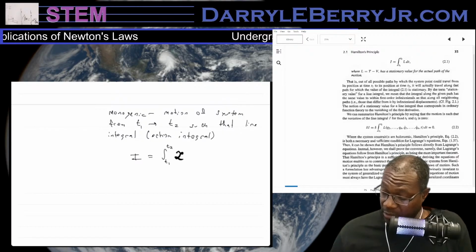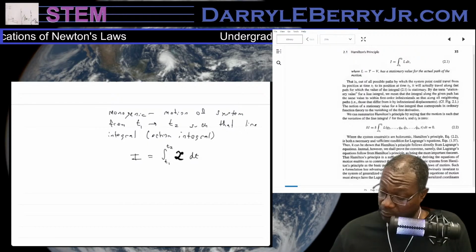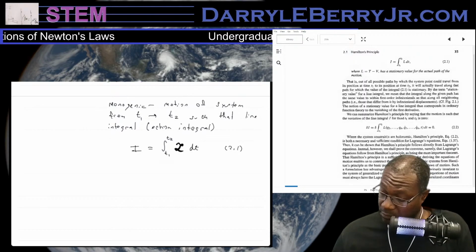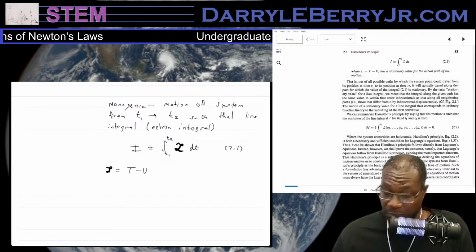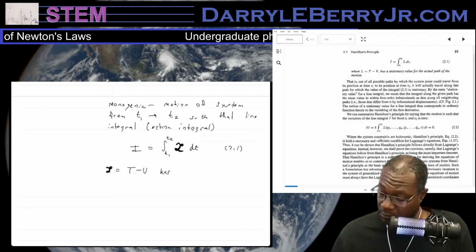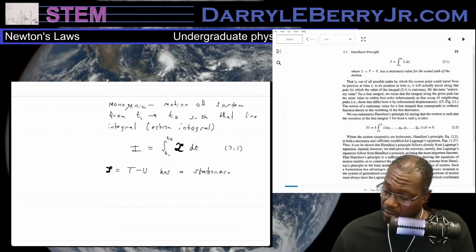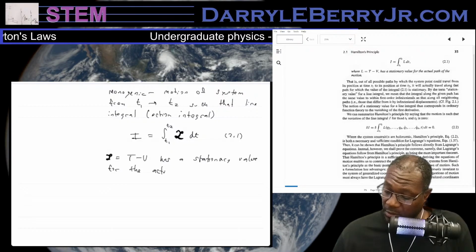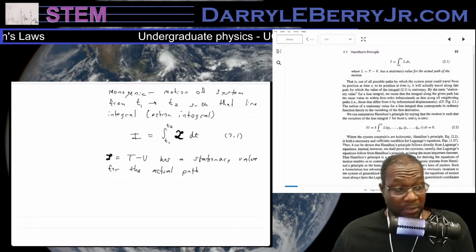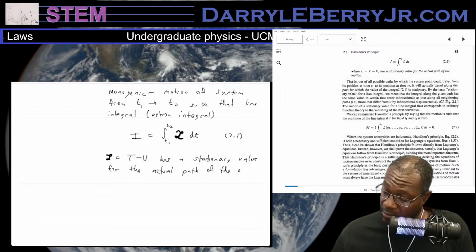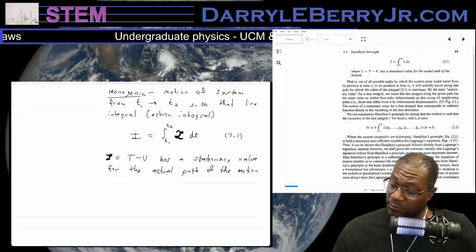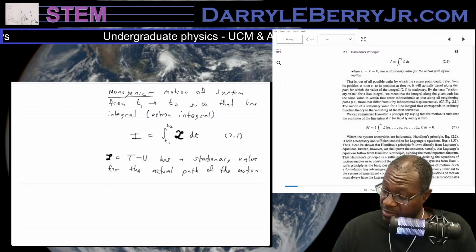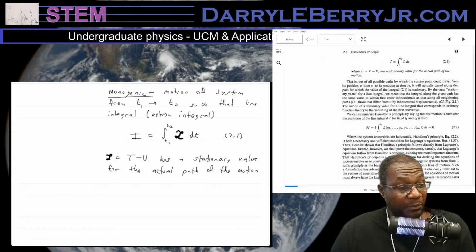I always write the Lagrangian L like the cursive L. As a stationary value for the actual path, the monogenic motion of a system from time 1 to time 2 is such that the line integral, or the action integral, which is the integral of the Lagrangian from T1 to T2, has a stationary value for the actual path of the motion.